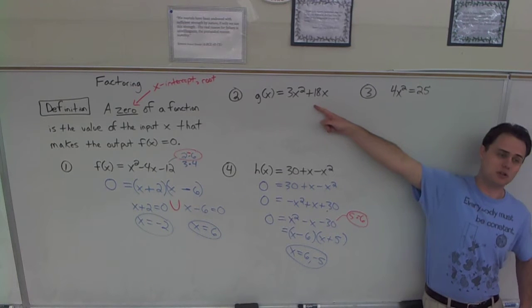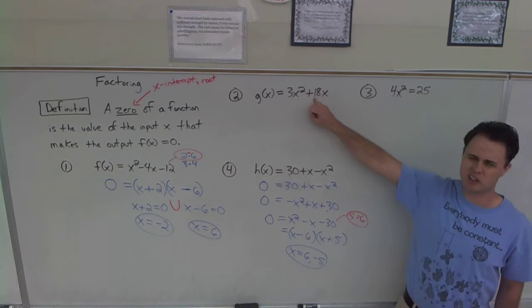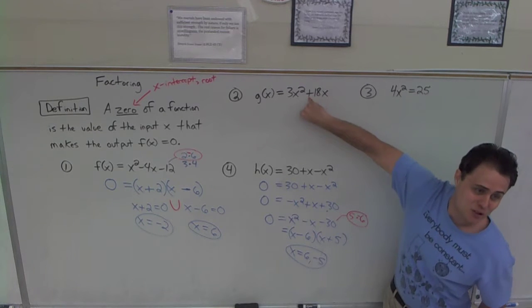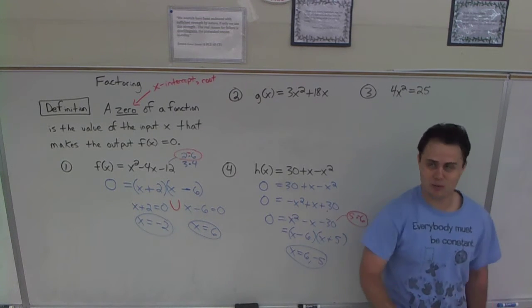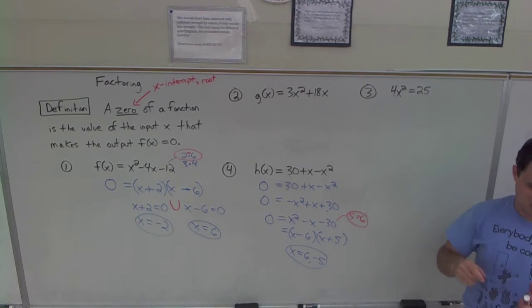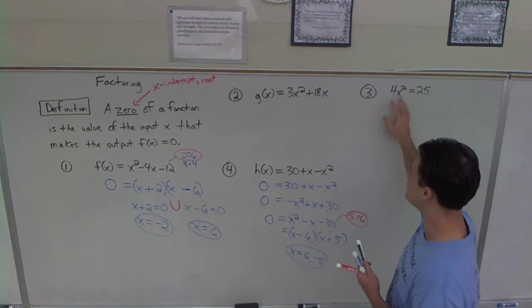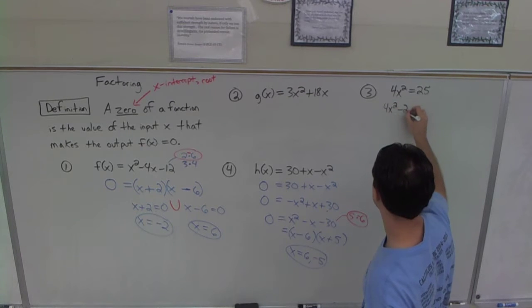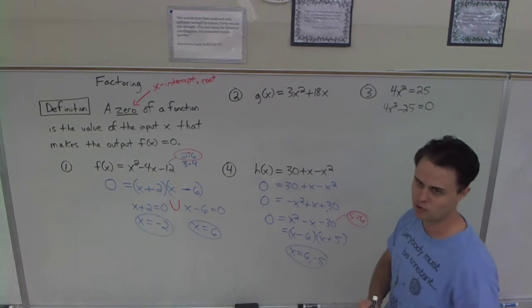Is this number 2 difference of squares though? Is 18 like a nice square number? No. Is this a difference? No, it's a sum. But yes, you remembered one of the other ones. Can you use difference of squares on this one? Let's find out. This one doesn't even have a function name. It just says solve, so I think you want to do this first. Subtract 25 on both sides.